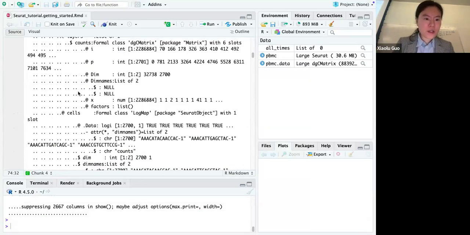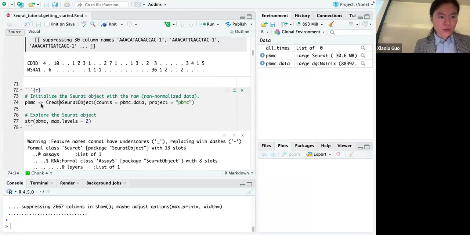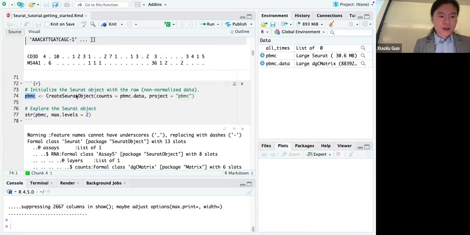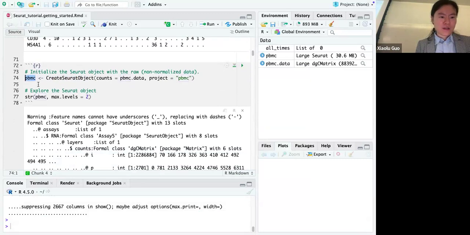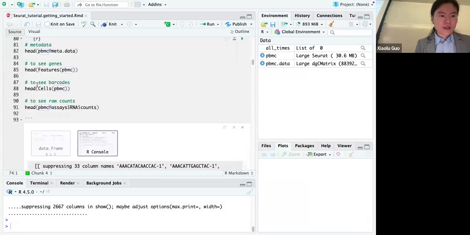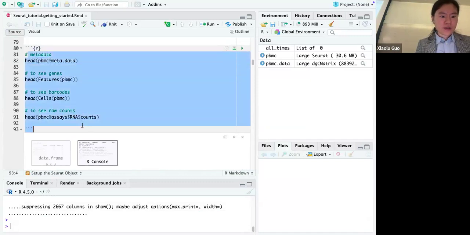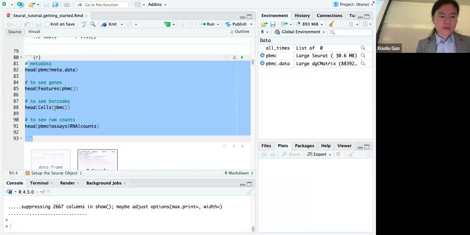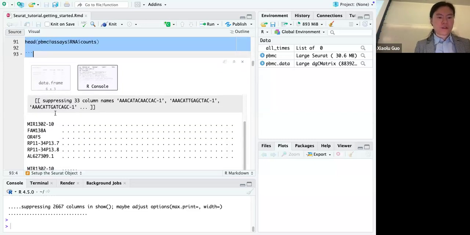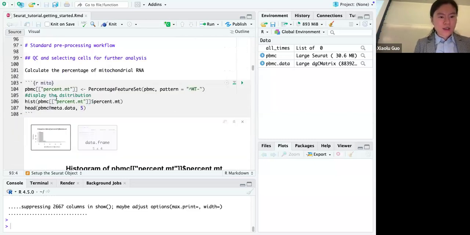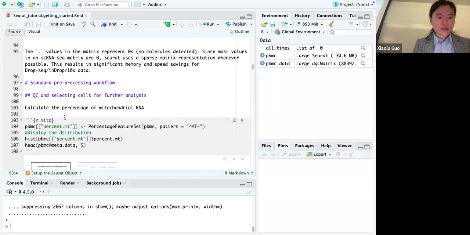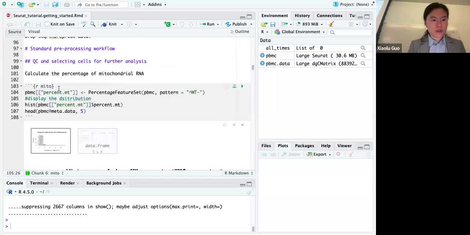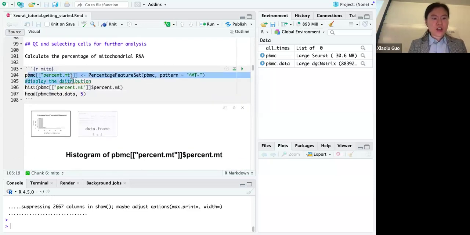So we just created this project object and saved it in this variable. Next, we display some features of this object. The next chunk is getting the mitochondria percentage. Here we are calculating the percentage.